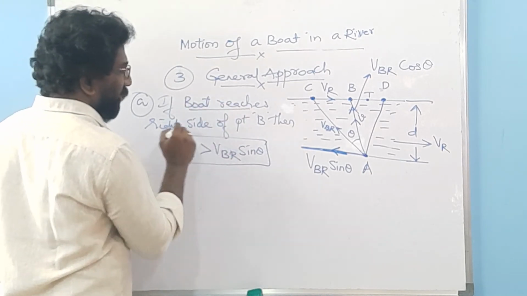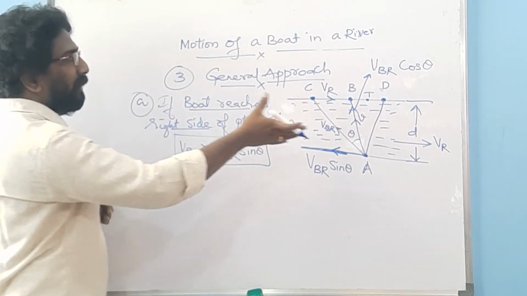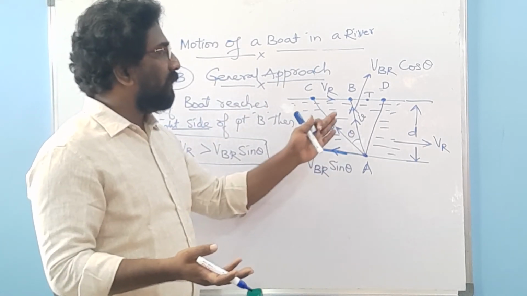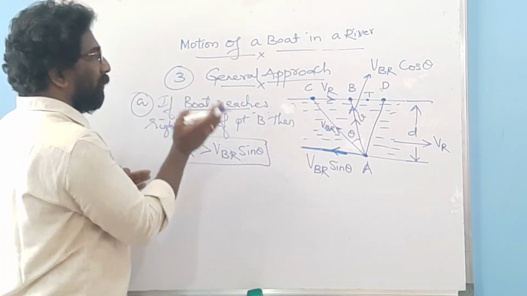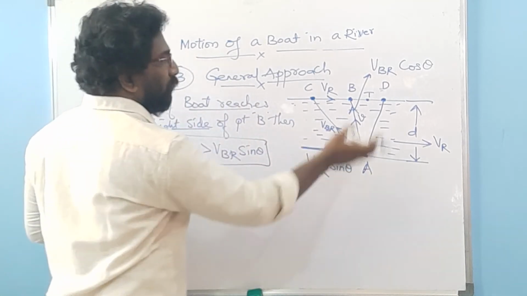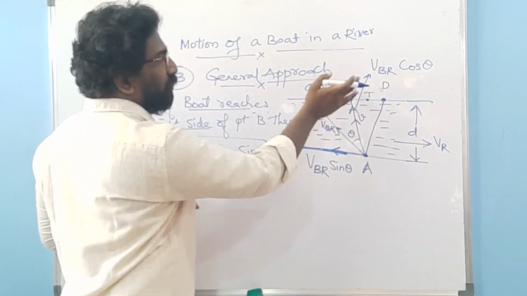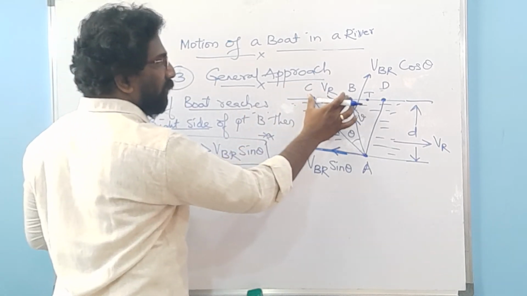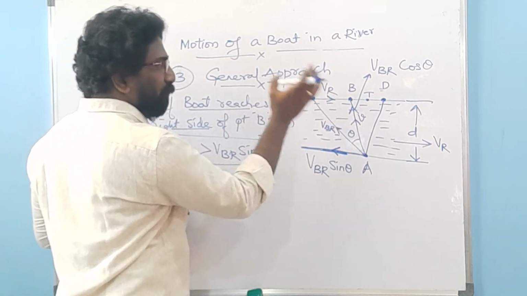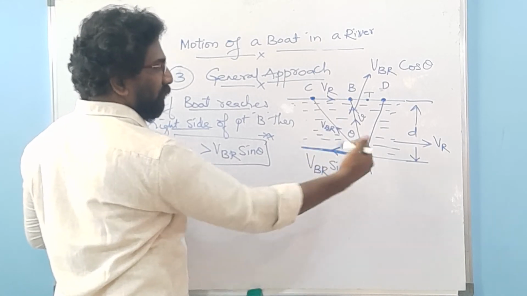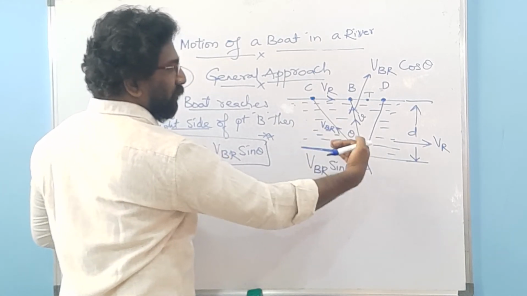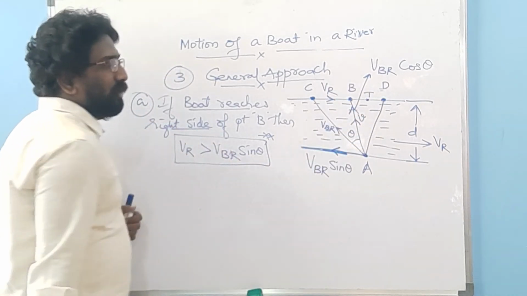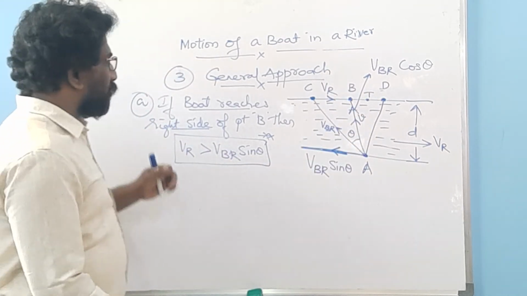If the boat reaches the right side of your point, even in a question a diagram might be given to you, and they might ask if a boat reaches from point A to point T instead of reaching point B, then what is the condition? So this is your condition. The velocity of water, or the velocity of the river, is much greater than the velocity of your boat. This is a velocity in which your boat is traveling in the x direction, that is exactly anti-parallel to what? The velocity of the river. So this is the first condition.